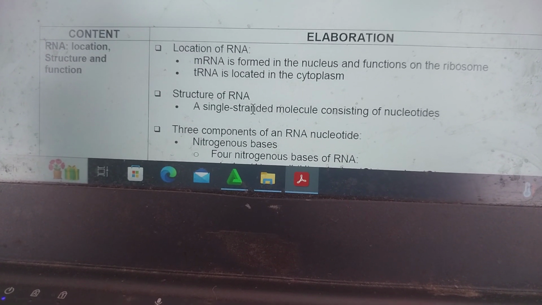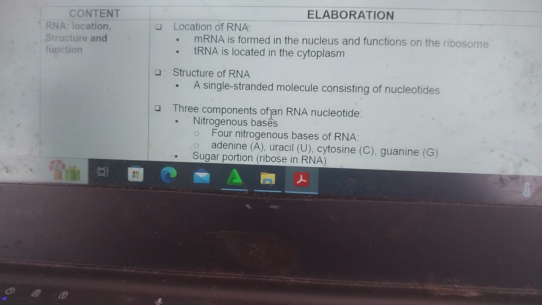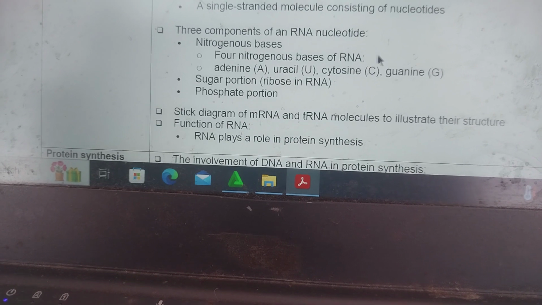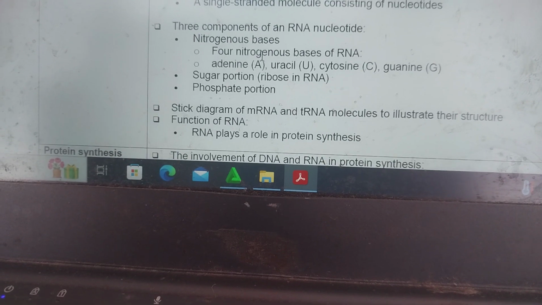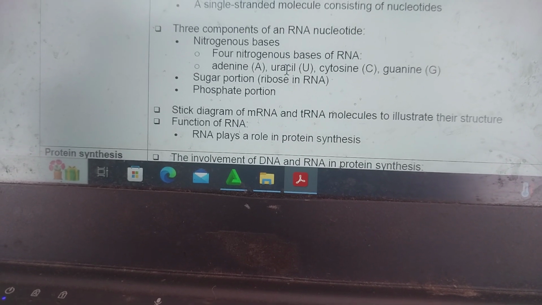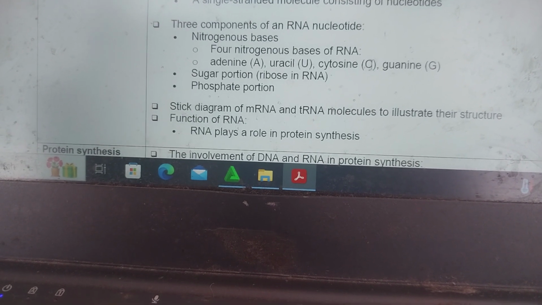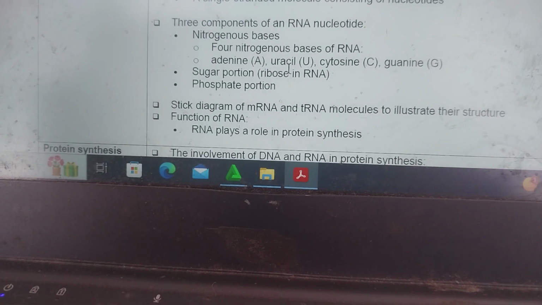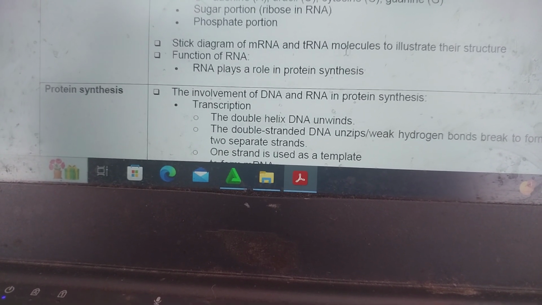So you look at the structure of RNA. As I said, it is single-stranded, and when you look at the components of RNA, still you have nitrogenous bases, you have the sugar part, and you have the phosphate group. The difference between RNA and DNA is that thymine will change to uracil, which is U, meaning that you have got adenine, cytosine, and guanine. So the base pairing stays the same.